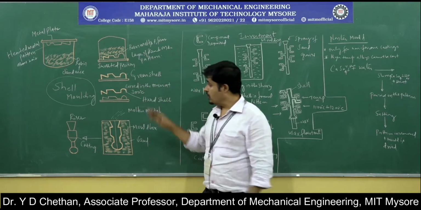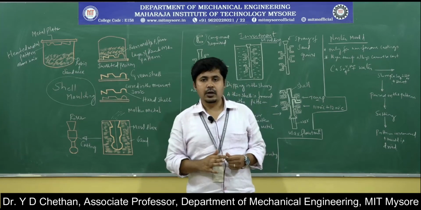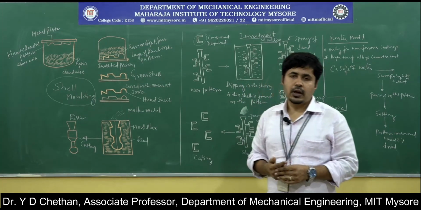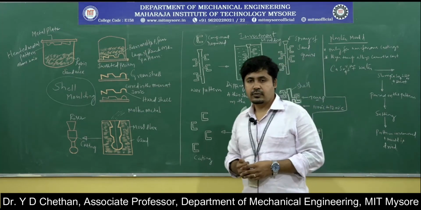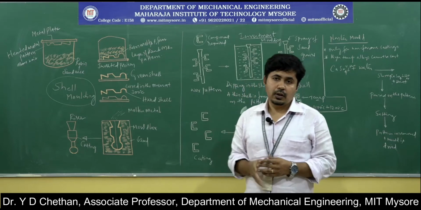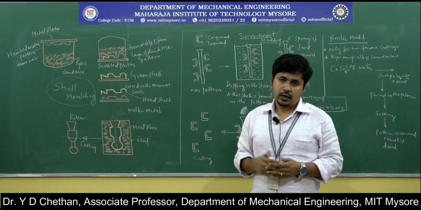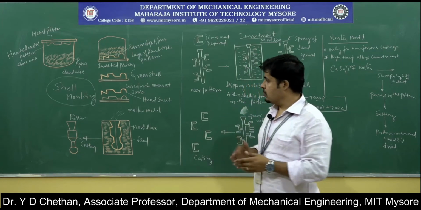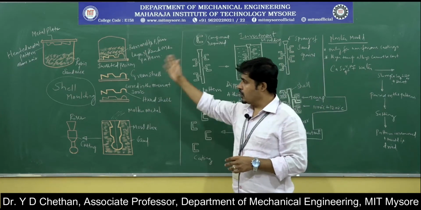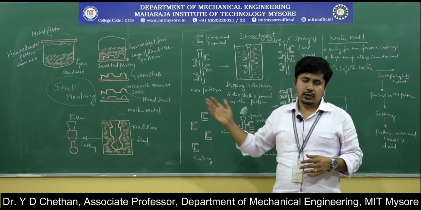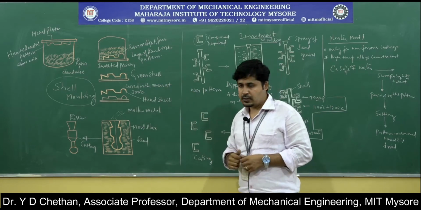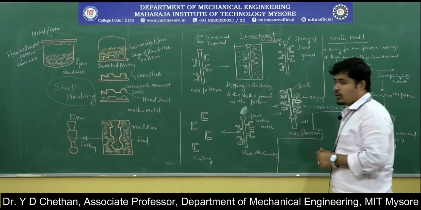Why should we prefer the shell molding process? Because you can have a product with higher dimensional accuracy, a good surface finish, and the productivity of this process is very high when compared to other traditional molding techniques like green sand molding, core sand molding or carbon dioxide molding. Then you can manufacture different components with this process, for example levers, gear levers and casings, and some automobile parts. The next molding technique is the investment molding technique.